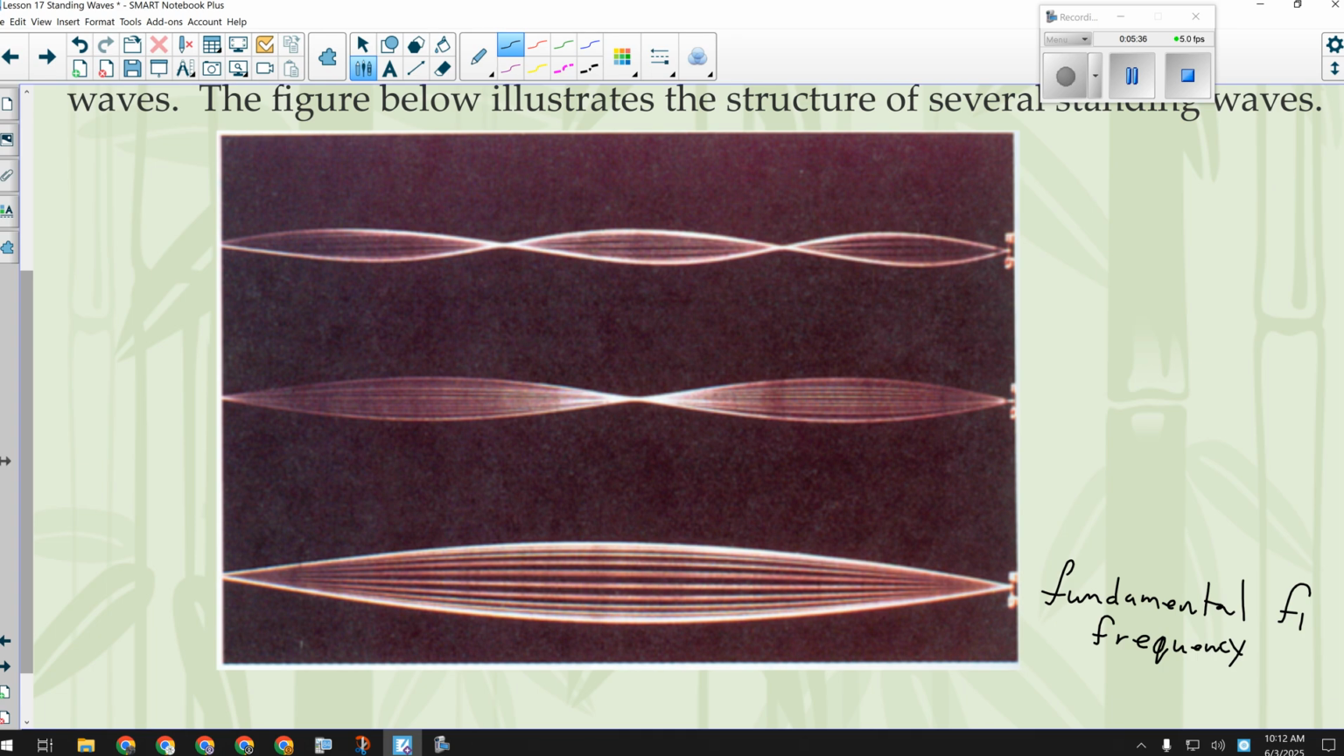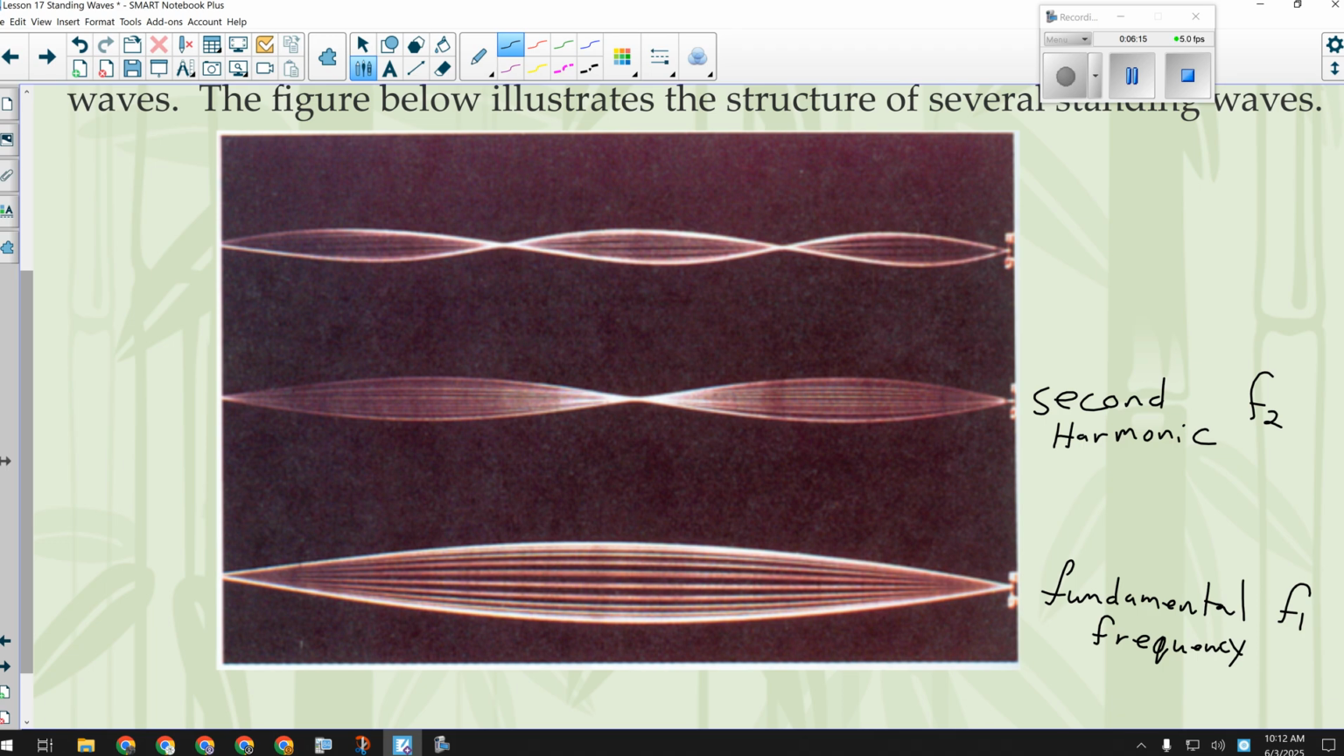Now, yesterday when Beckett and I were making the waves at the front, I said I'm making this first pattern at a frequency of 1 hertz. And then I asked you, what is it going to look like if I shake the spring at 2 hertz? And we got this second pattern. So this is our second harmonic, and it is F2. It is 2 times the fundamental.